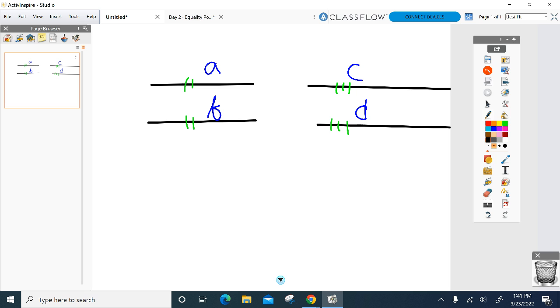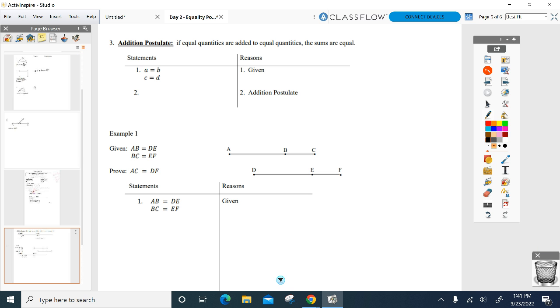A and D put together will be the same length as B and C. You guys just did addition. When you add two pairs of equal quantity, everyone see I have two pairs up here of equal quantities, when I add them together, the results will always be equal or congruent. Okay, but I need how many? Two pair. You have to add two pair of equals together for the results to be equal. That's called addition.